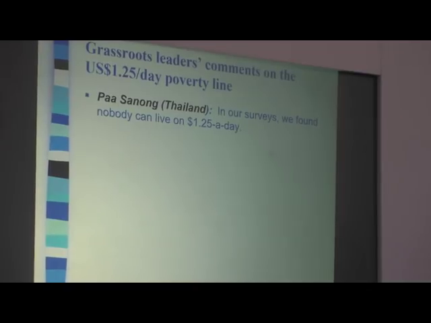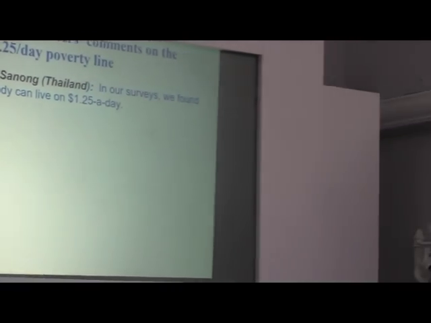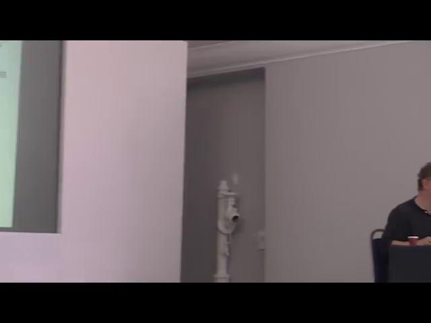In our survey, we found nobody could live on $1.25 a day. Impossible to live with this amount. You would have to gather leftover food from rubbish piles in the street. What's the reason for setting such a low minimum amount of money? Is it a conspiracy of some kind against the poor?